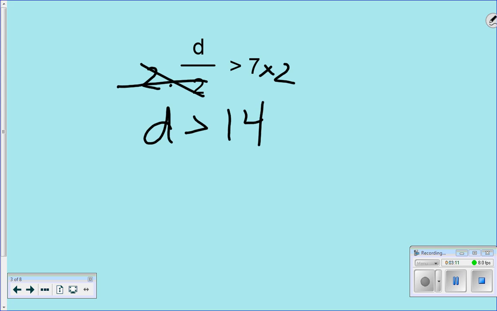Why don't you guys tell me? D is greater than 14. Could be 16. It could be 15. Could be 14.1. Could be 25. It could be a bajillion. I don't know. It's literally from 14 on. I don't know if you have to do that today or not. I think maybe not. We're sticking with the simple stuff, hopefully.